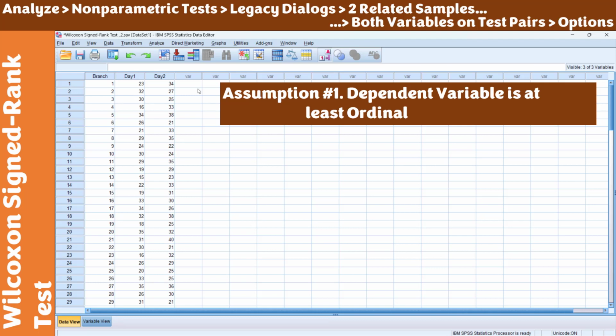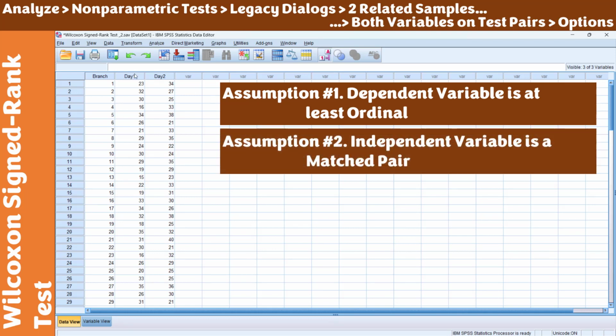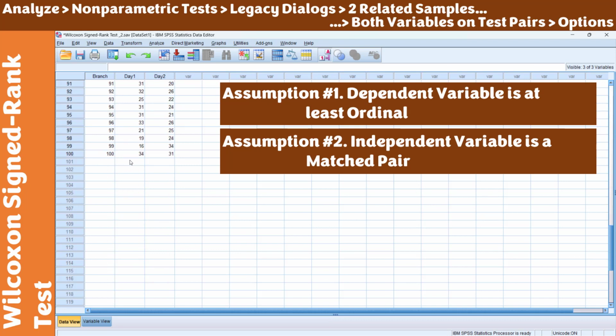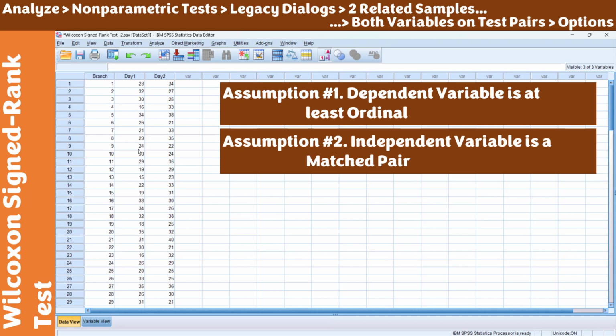The second assumption is for our independent variable, the gathering of data within a period of time, day 1 and day 2, or the number of days. This should be a matched pair. That would mean that for a specific branch, we have data for day 1 and day 2 on the same branch, so that this would be a matched pair. And you can see all of the 100 data here, or 100 branches, have recorded numbers of orders serviced in the 11 to 12 rush hour for day 1 and day 2 right after a change is implemented.